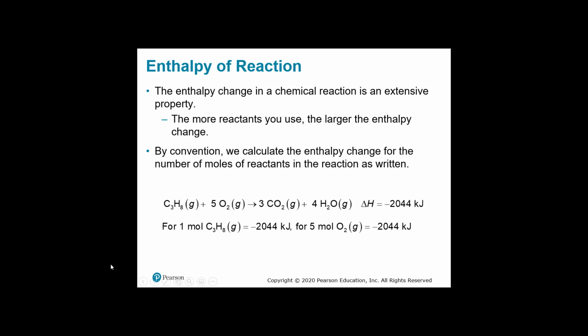Basically what this is saying is that we have propane gas in the presence of oxygen, so this is a combustion reaction, which produces carbon dioxide gas and water vapor. And with these specific coefficients, 1, 5, 3, 4, with these phases, states of matter, it produces an enthalpy change of negative 2044 kilojoules.